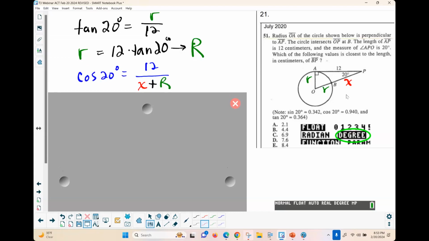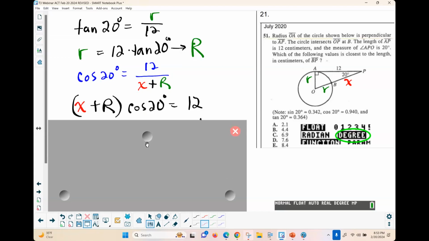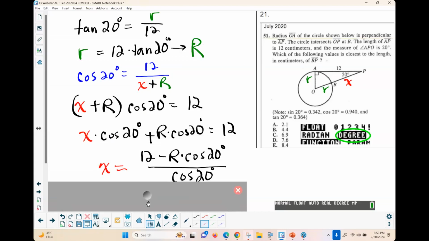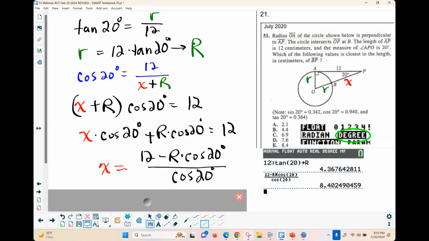And then I'm using the cosine of 20 is equal to the adjacent divided by the hypotenuse, which is X plus R. But remember, now R is a known number. And so I can go ahead and solve for X. And it is a little bit of a problem to solve for X. But again, notice what I did on the calculator is I am in degree mode. I multiplied 12 times the tangent of 20 and stored that into R. And then when I typed in this expression, whatever value there for R is going to be substituted here, do all the calculations, and come up with 8.4 for the answer.